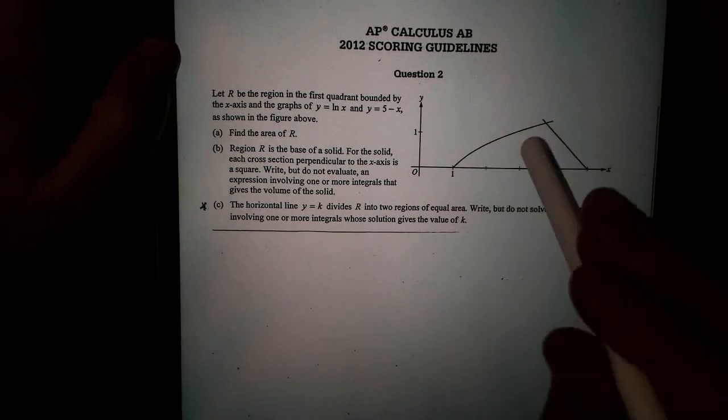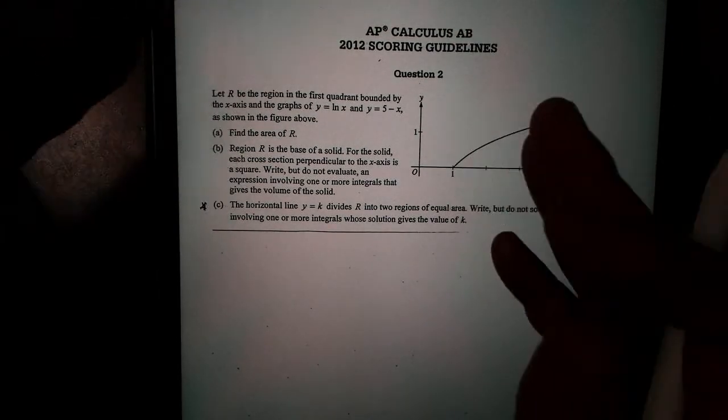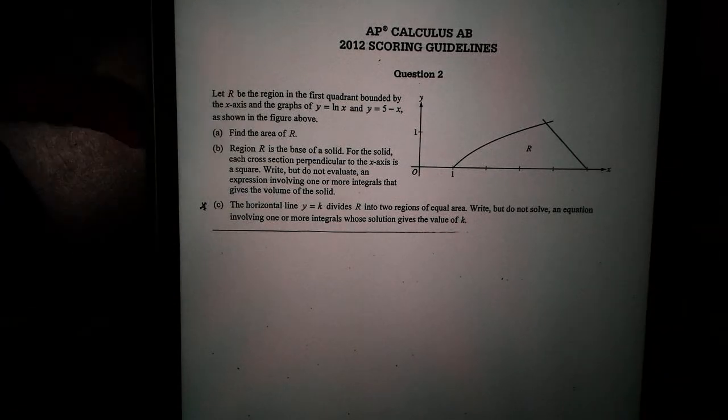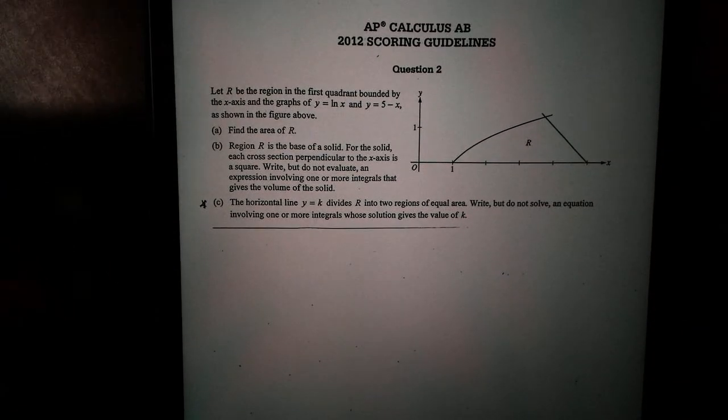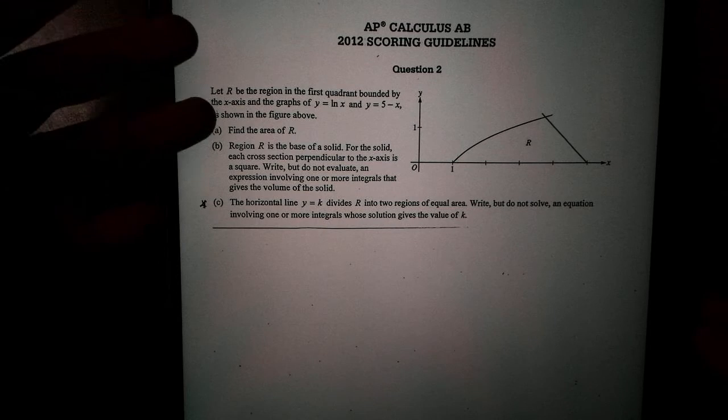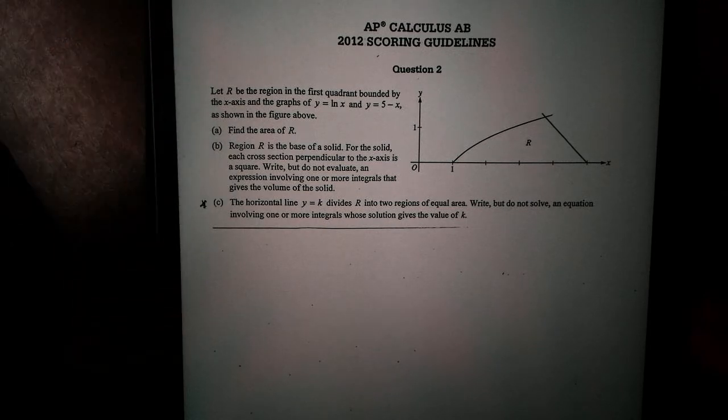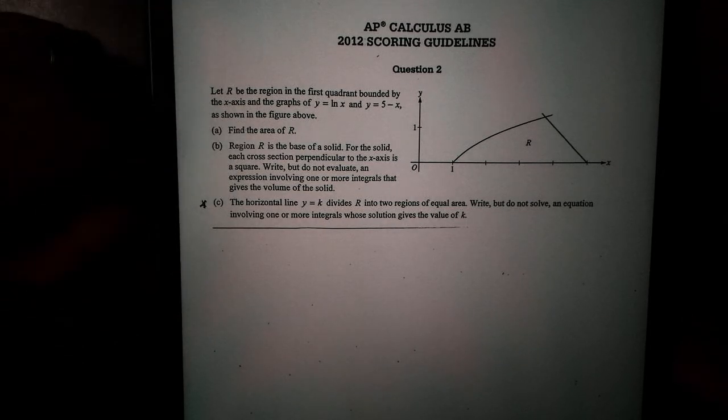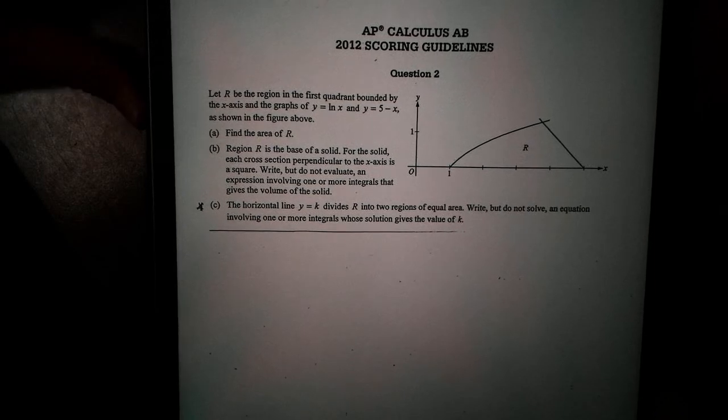Now, of course, we're looking at the AB ones, but the same questions appear on the BC as well. This is typically AB, BC problems. There's only one other topic that they would only put on here, and that is arc length, which we're going to talk about in another video. All right, so let's take a look here.